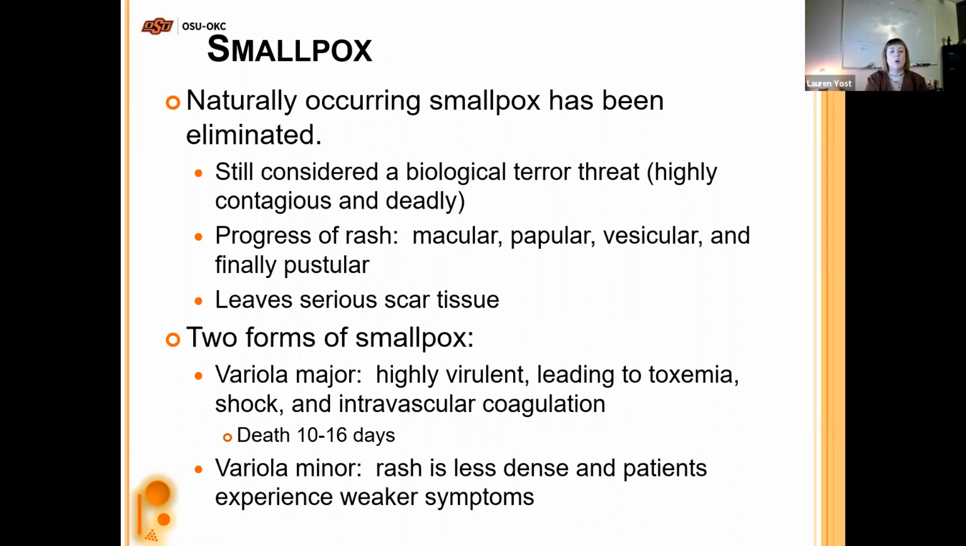Okay, moving on to smallpox. Naturally occurring smallpox has been completely eliminated from the planet. There have been no cases. It's still considered a bioterrorism threat because it is highly contagious and very deadly, so a lot of our governments are still on the lookout for it. If you are in the military, you're probably going to have gotten a vaccine for it. Nobody else is, just the military.